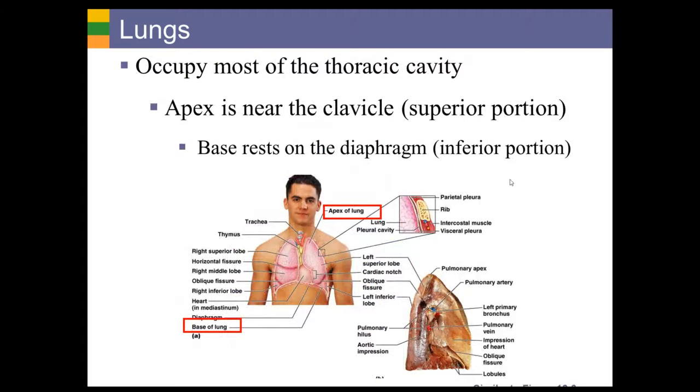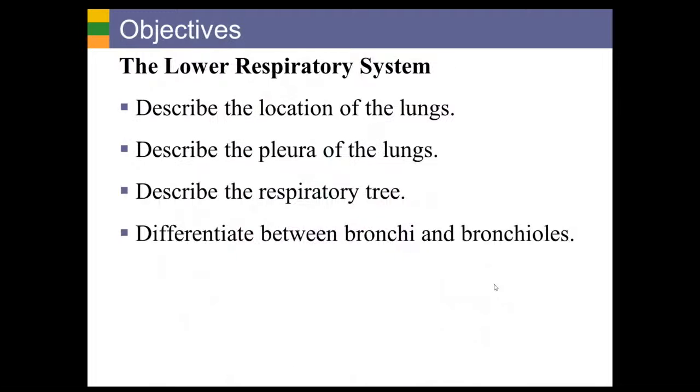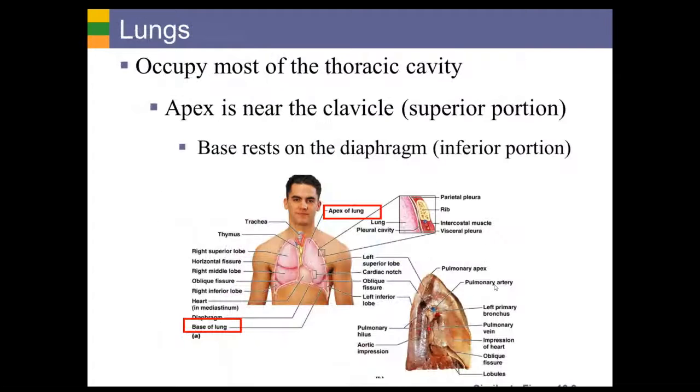So now we're in the lungs. The apex of the lungs is basically located at the top, the superior part of the lungs. It's basically located right below your clavicles. The base of the lung sits on top of your diaphragm.